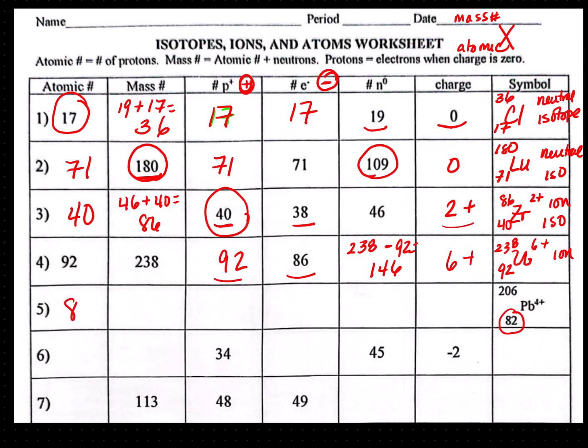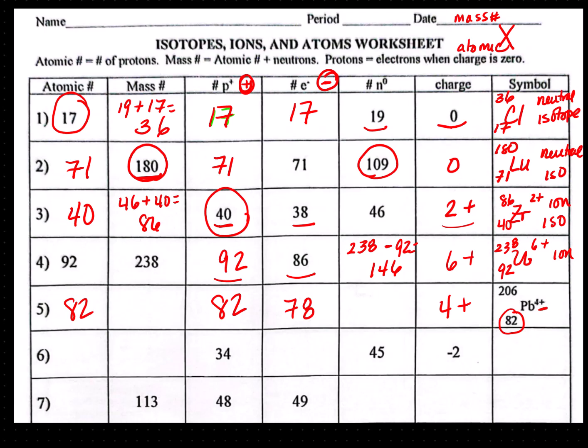So the atomic number is 82. Atomic number also represents the number of protons, so this is also 82. This one has a charge of +4, so that means this is a cation. So I'm going to have 4 more protons than I have electrons. So there's going to be 78 electrons, so 82 minus 4.